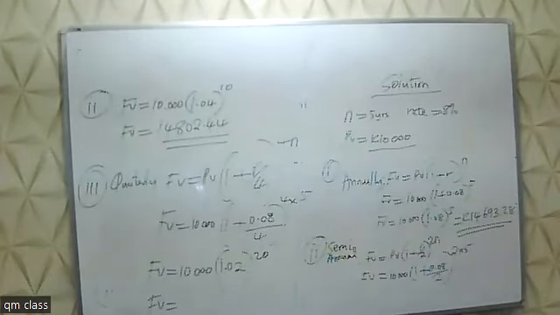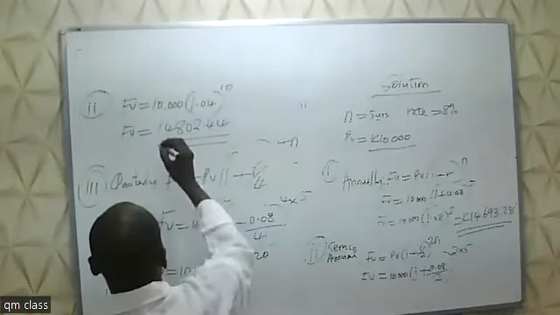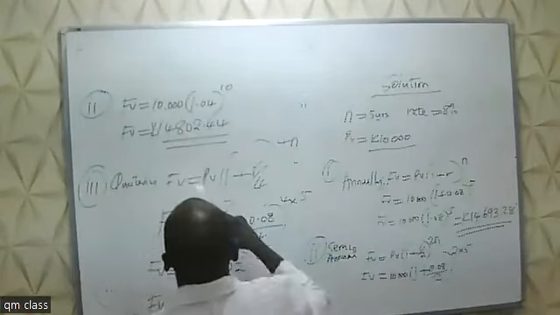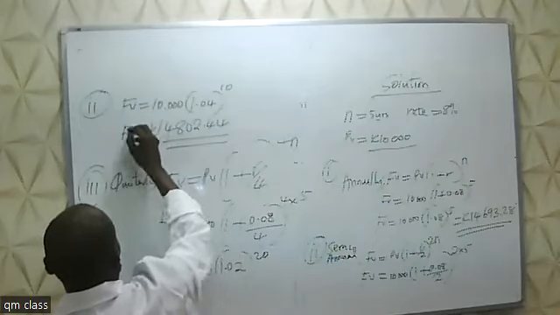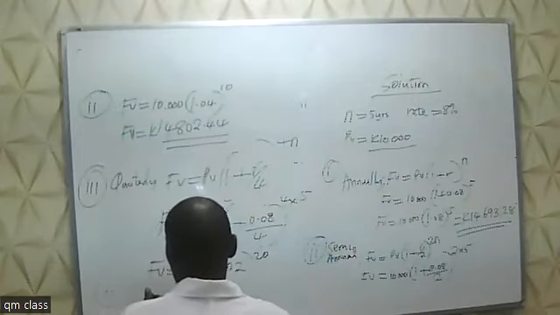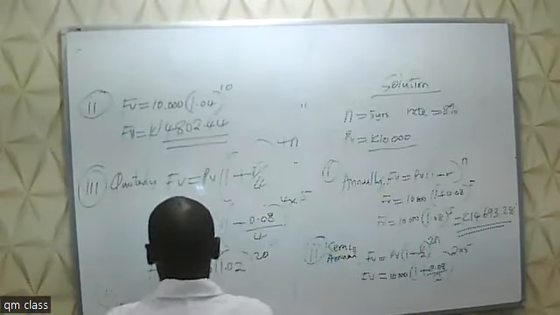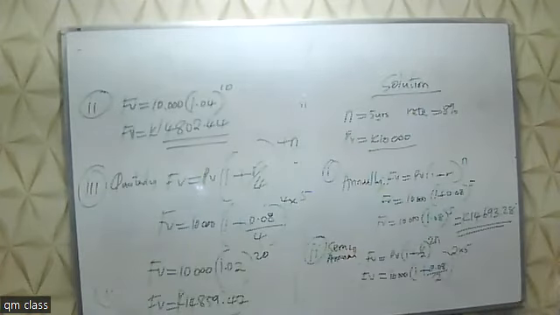So 10,000 times 1.02 to the power 20. You're getting about 14,000. Okay, so the figure is 14,859.47. That's how much is going to be in this account with quarterly compounding.